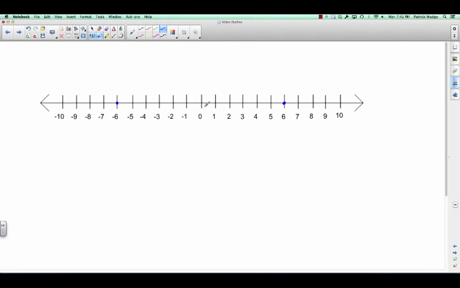And the answer is they're both the same distance away from this number, 0. They're both the same distance from 0 on the number line. What's this distance right here? If you were to walk from there to there, how far do you walk? You walked 6. If you were to walk from here to here, or if you were to walk from here to here, if I'm just talking about distance, what's the distance? 6. They have the same distance from 0 on the number line.